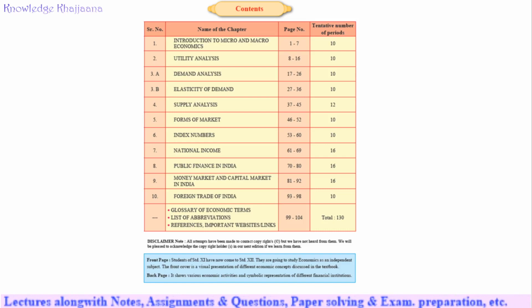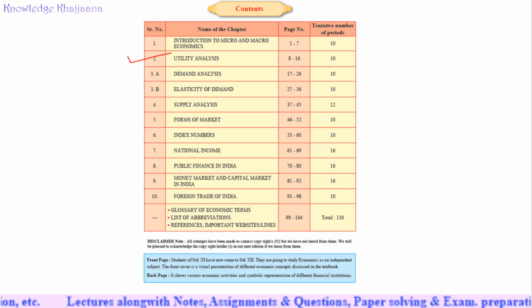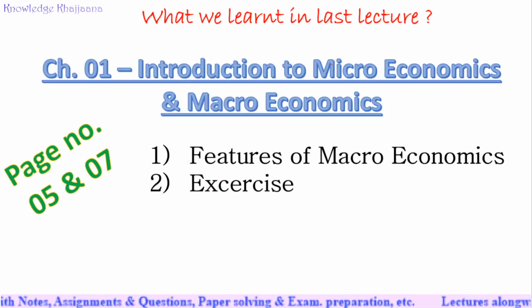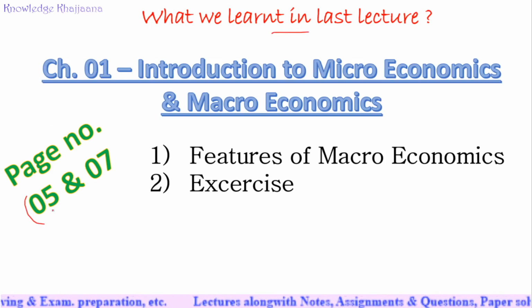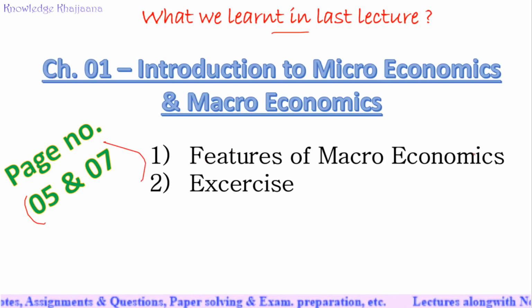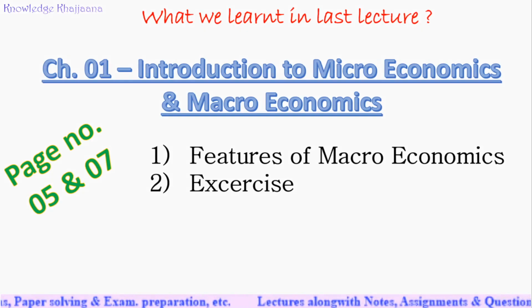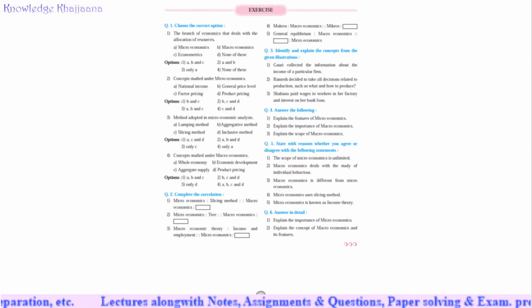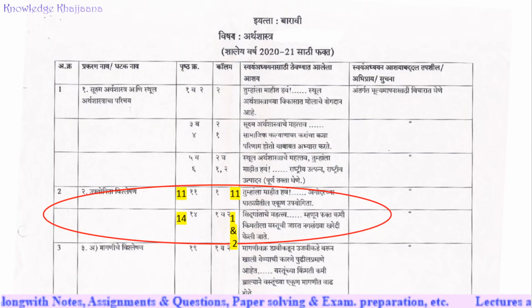Lesson number 2. Today onwards we are starting to learn lesson number 2, that is utility analysis. Before this we have completed lesson number 1, Introduction to Microeconomics and Macroeconomics. In our last lecture we completed page number 5 to 7 from the same lesson. And today onwards we are going to start with lesson number 2, that is utility analysis.